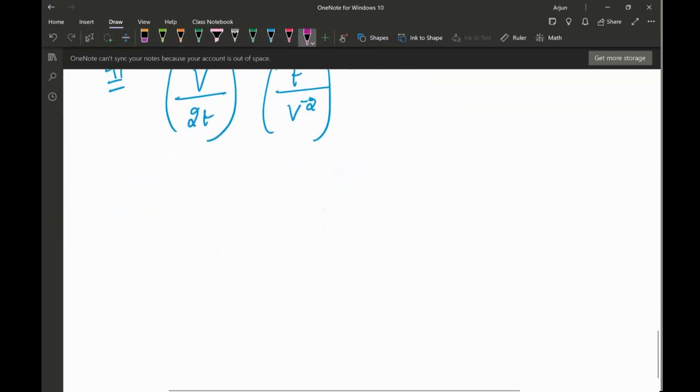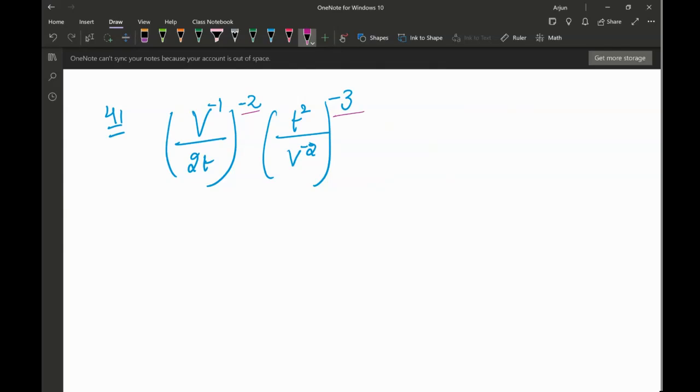How am I going to simplify this question? Because there is a negative 2 here, negative 3 here, I will flip the terms 2t. Well, before I start flipping the terms, I can move this negative. I can get rid of this negative by moving the term down. Okay, this negative only belongs to v.